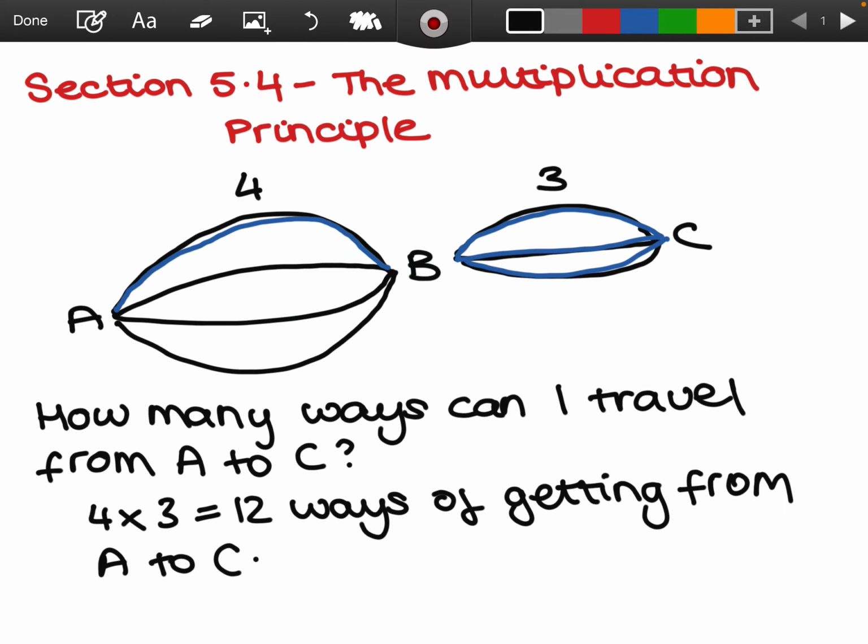So this is just an extension of what we did before. If I had, let's say, an additional point that I wanted to add here, so if instead I added in another point D that I wanted to get to that had, let's say, 5 different ways of getting from C to D, then I would have done 4 times 3 times 5 to give me 60 ways of getting from A to D. So you've got these smaller tasks that are performed consecutively to give you the number of ways that you can then complete the entire task.